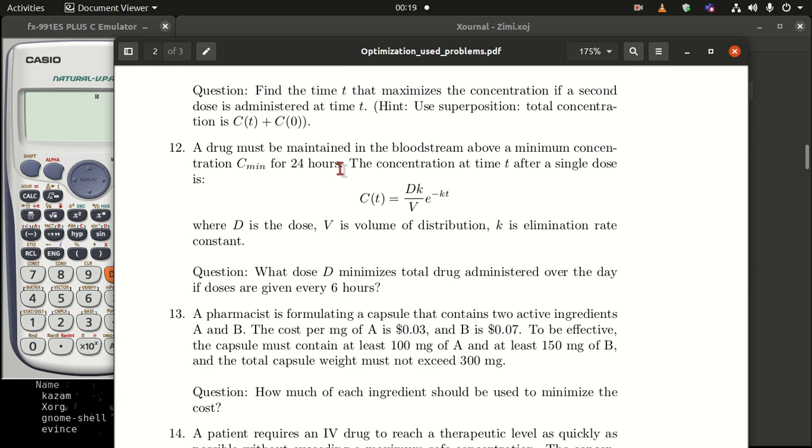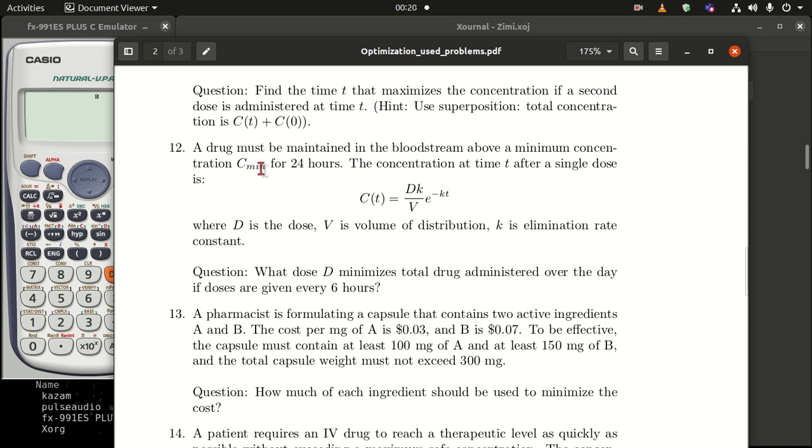You have a drug that you want to inject in a patient, and you want to make sure that every time you check the concentration of this drug, it must always be above a certain concentration, because if it is less than this concentration, the drug is not going to be effective to make the patient heal from whatever health issue this patient is having. So you want to make sure that the concentration is always above that.